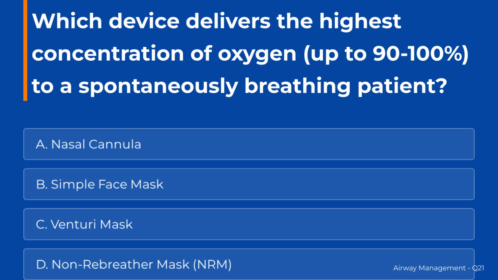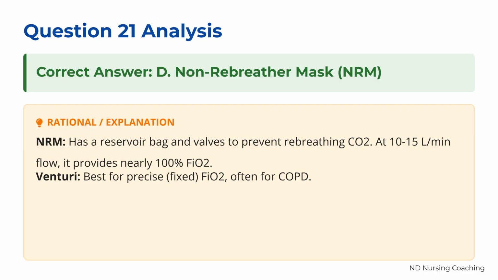Question 21. Which device delivers the highest concentration of oxygen, up to 90 to 100%, to a spontaneously breathing patient? The correct answer is D, non-rebreather mask, or NRM. The NRM provides nearly 100% FiO2 at 10 to 15 liters per minute flow due to its reservoir bag and valves that prevent rebreathing carbon dioxide.